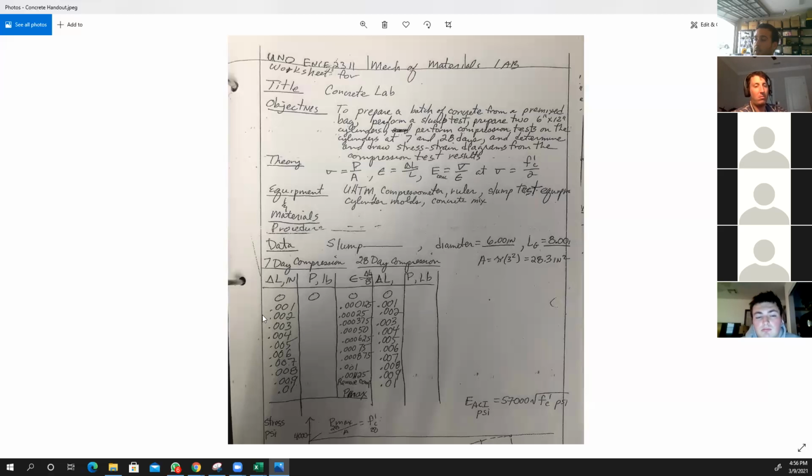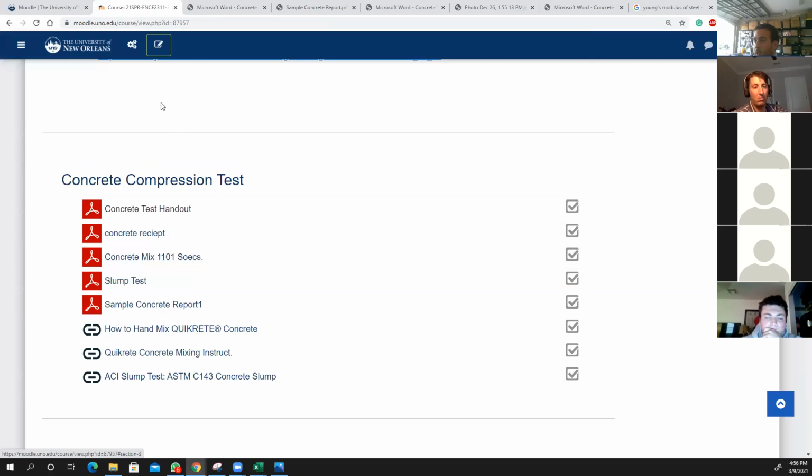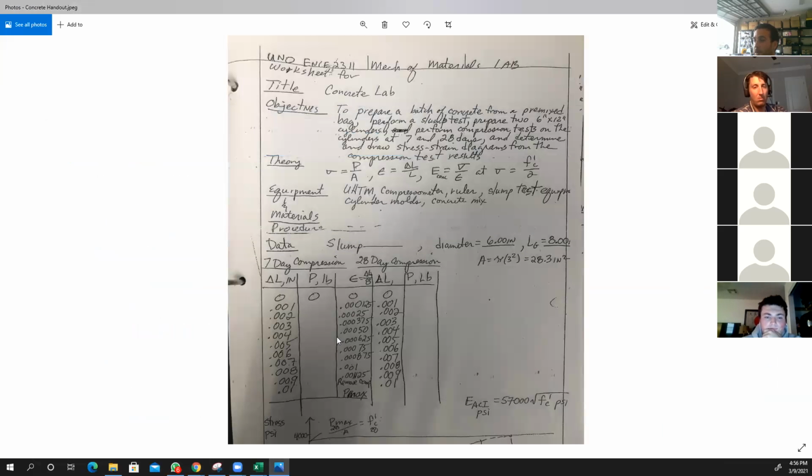So this is the table that you need to have on your report, and I have the template on Moodle. I might not have it at this moment, but I will upload it. I don't have it here, but I will upload the template as well. So you will have two tables. You will be given the data, change in length during the experiment. This time it's not going to elongate, it will get shortened because of the compression. And you will have the corresponding load for 7 days and 28 days. And you will calculate stress and strain the same way.